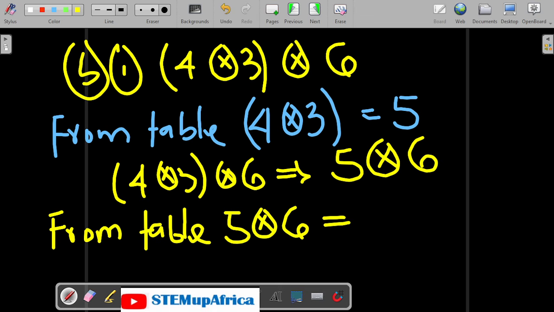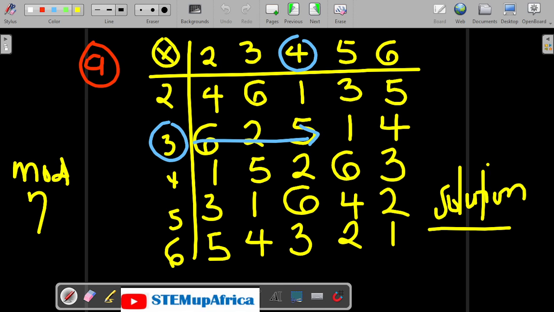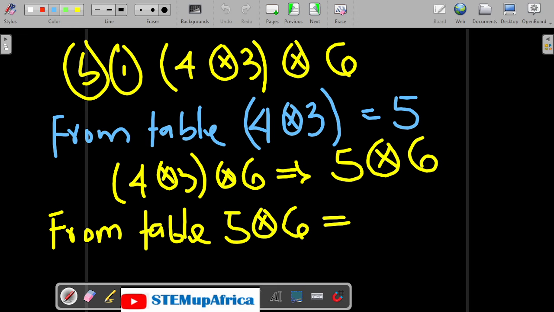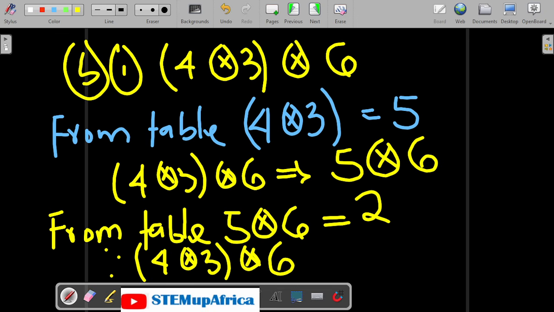Let's check the table and see that 5 dealing with 6. From the table, let's check that 5 and 6 will give birth to 2. So I'm going to have 5 multiplying 6, the result is 2. Therefore, my 4 multiplying 3 multiplying 6, the result is simply 2.